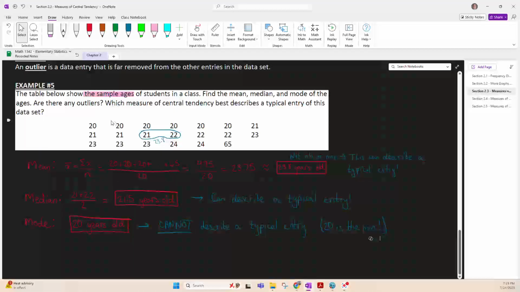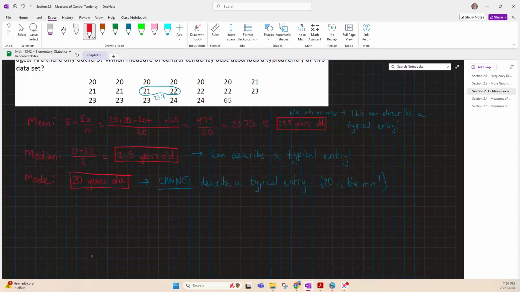Now, let's look at outliers. Are there any outliers? Well, yeah, the 65. So 65 years old is an outlier. We're going to find out in section 2.5 exactly how to calculate outliers. We're not there yet. So for now, we're just going to eyeball it and say, yeah, 65. The rest are between 20 and 24, and then boom, 65. So that one is an outlier.